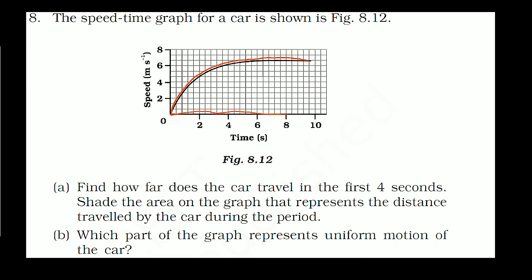Now, in the first question, it says find how far the car travels in the first 4 seconds. So where are the first 4 seconds? This is the first 4 seconds. To calculate this, first we should draw one line from here to 4.